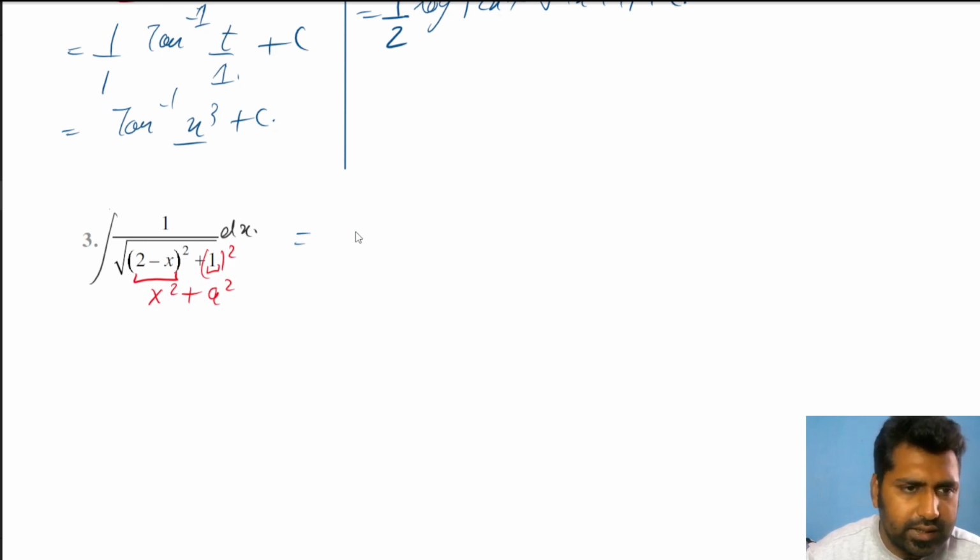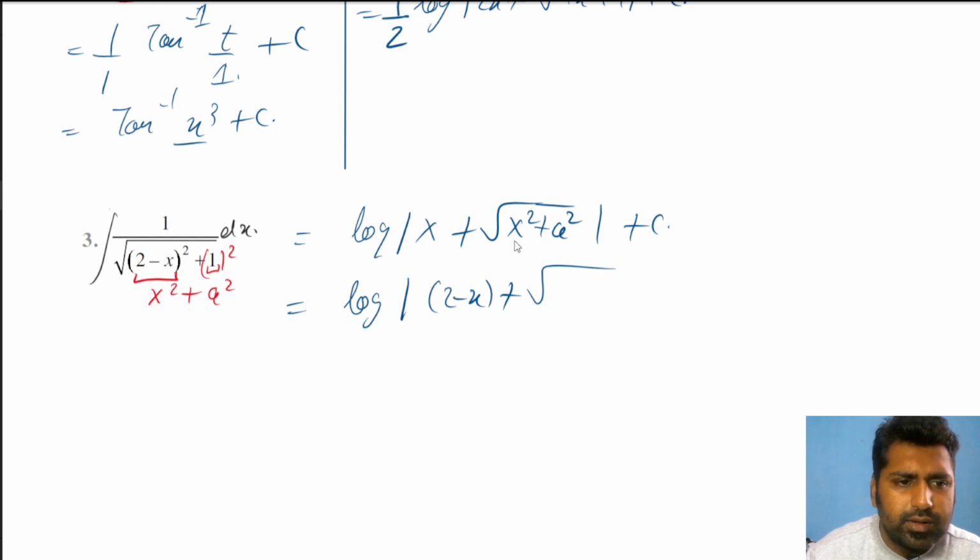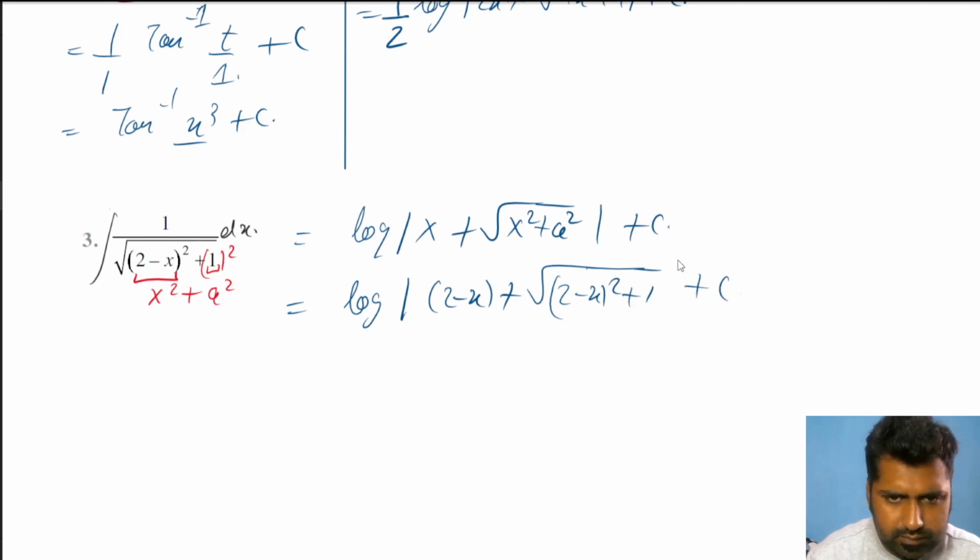So the integration is again log mod x plus the same denominator. So this will be log mod. First I'm writing this out, but you don't have to write it if you are comfortable. Once you are comfortable with this, you can stop writing this, plus c. So what was our x? Log mod x is actually 2 minus x, then what is inside the square root, the same expression, 2 minus x whole square plus 1, plus c in the mod.